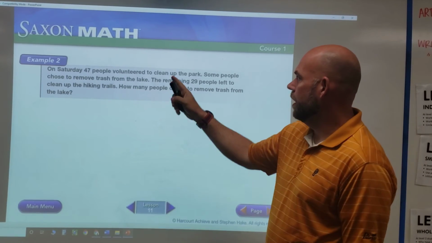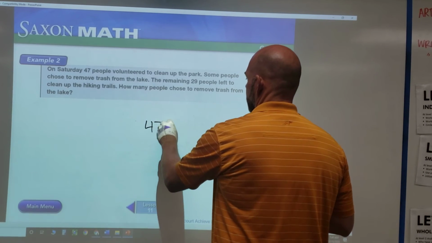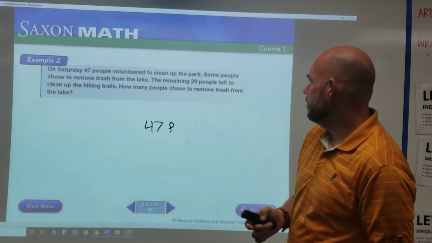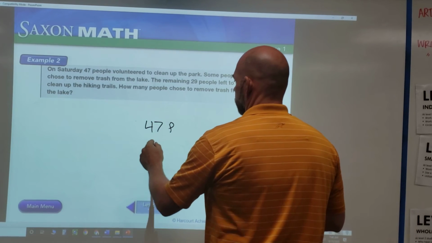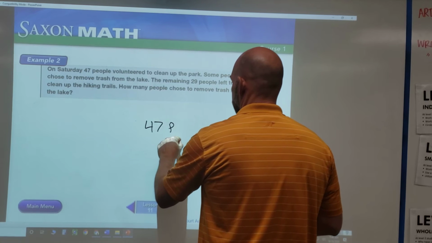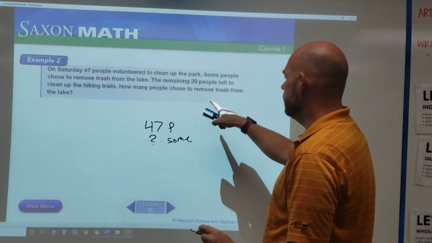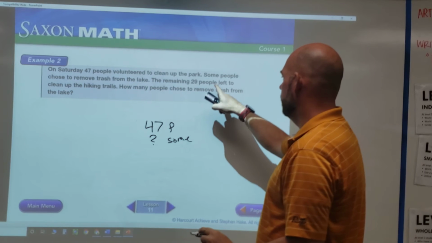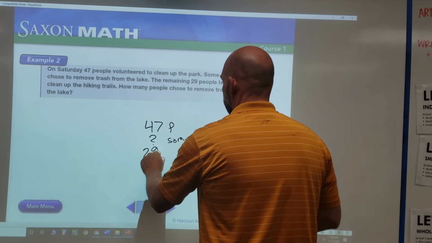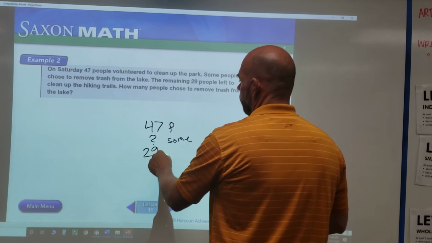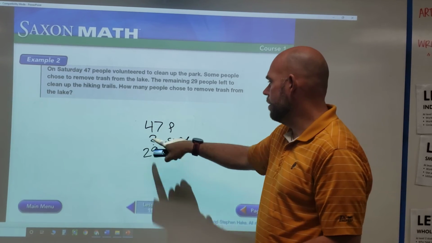So let's try this one. On Saturday, 47 people volunteered, I'm just gonna say 47 people, to clean up the park. Some people chose to remove trash, okay? So that's some people, we don't know how many. And the remaining 29 people left to clean up the trails. So we had 47 total people. We subtract the 29 and then we'll find what's left.